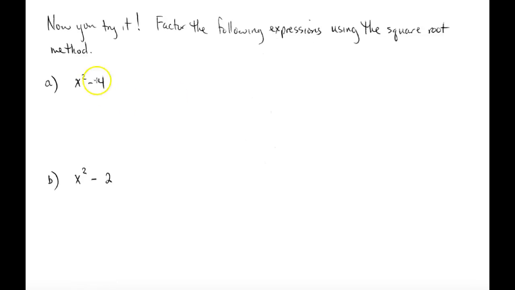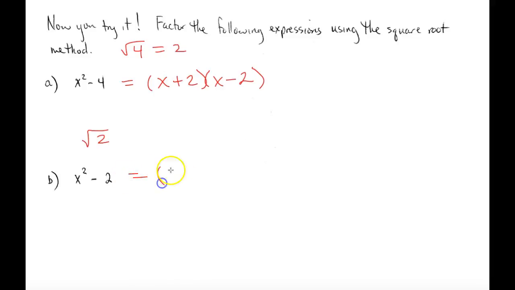All right, so let's finish up with some of these examples. If we start off wanting to factor x squared minus 4, we know that the square root of 4 is just 2. So this would factor to x plus 2 times x minus 2. For our next example, we just have 2 here. The square root of 2 is an irrational number, so it's just the square root of 2. So we factor this to x minus the square root of 2 times x plus the square root of 2, and we just leave it like that.